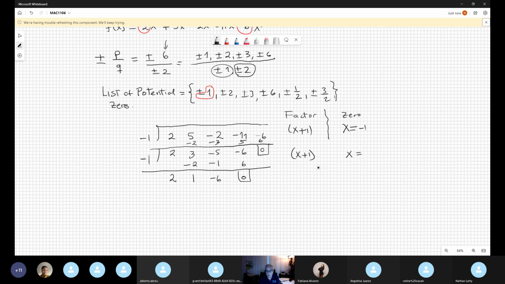0 is negative 1. But actually, in the way to do the factorization so far, we discovered that the factor x plus 1 is twice. So you can write square like that.